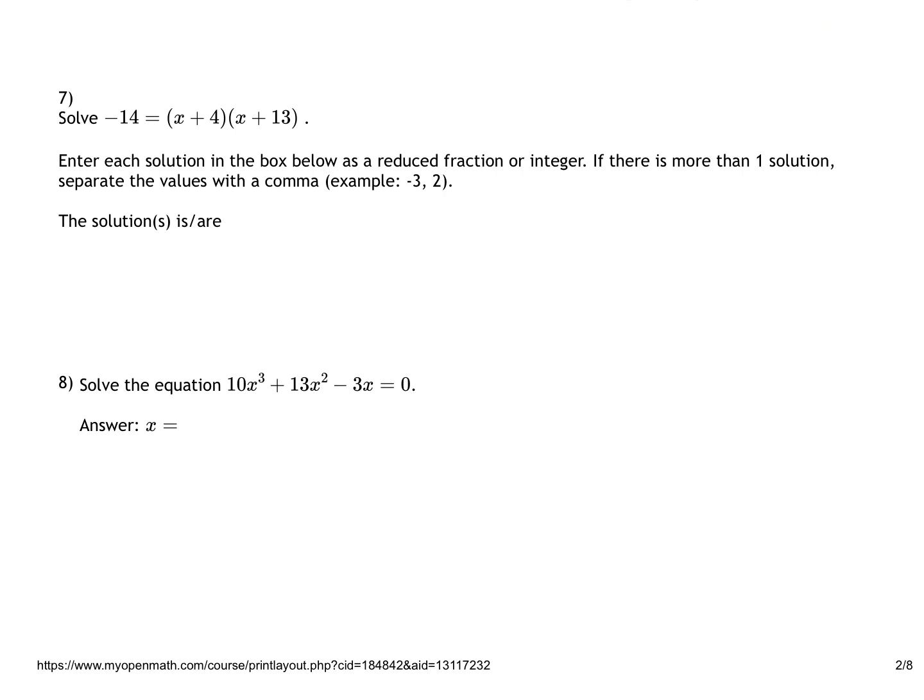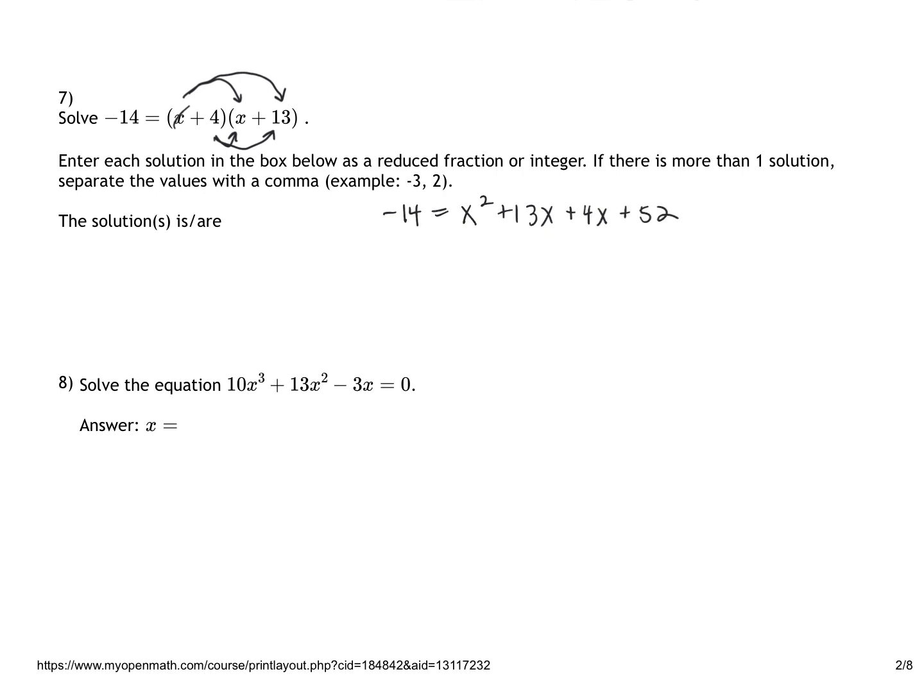Number 7, solve the equation. Okay, so let's work on this one. We've got negative 14, and on the right side, we want to multiply these out. So we'll have x squared plus 13x plus 4x plus 52.